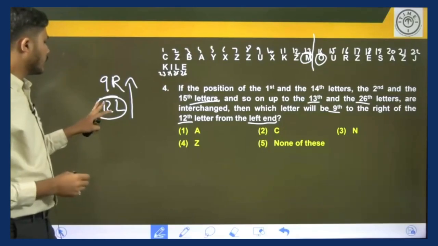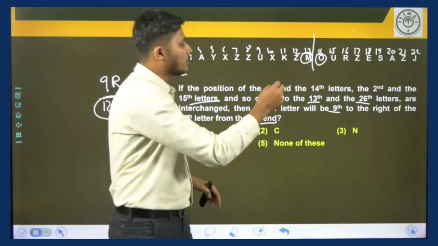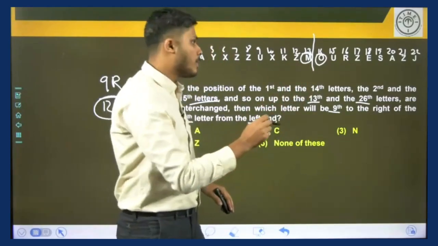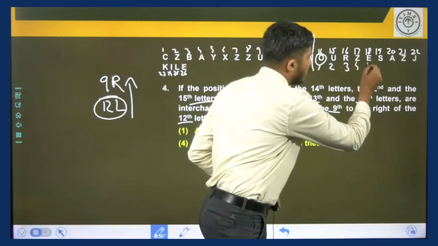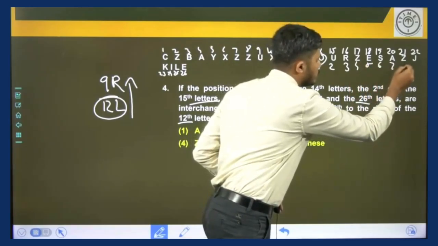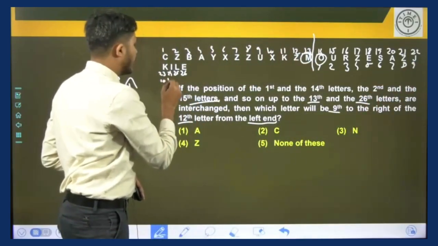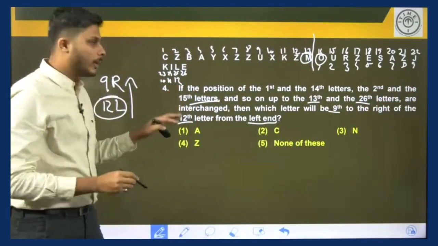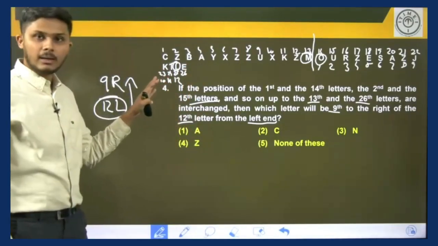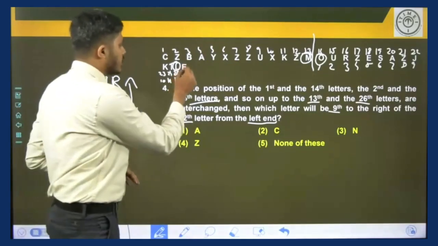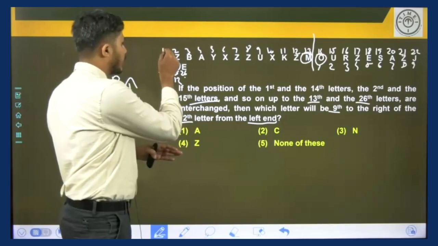So let's look at the 12th letter. Since O has now become the left end, let's count the 12th letter from O. 1, 2, 3, 4, 5, 6, 7, 8, 9, 10, 11 and 12. So L is the 12th letter from the left hand, and since this has become the 13th letter, now this C will become the 14th letter.